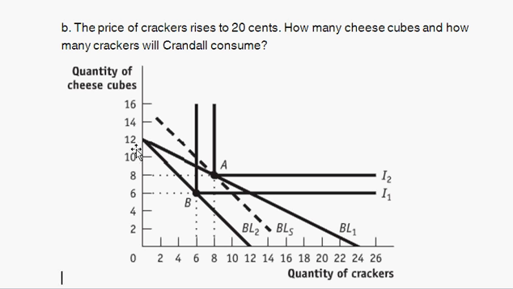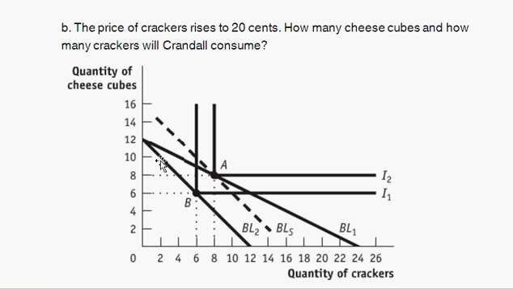The price of cheese cubes hasn't changed at all. So the $2.40 is going to buy a maximum of 12 cheese cubes. And then the quantity of crackers, each cracker costs 20 cents. So if we were to spend all of his money on crackers, he'd be able to buy 12 crackers. So this is our new budget line. Any point within this triangle, Crandall can afford.